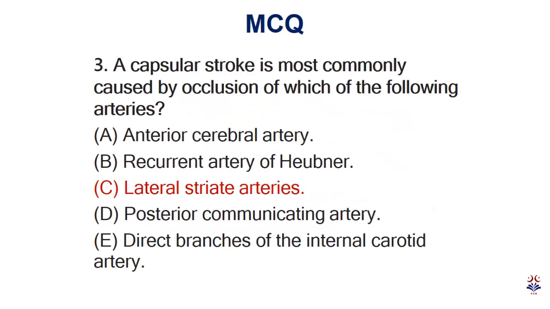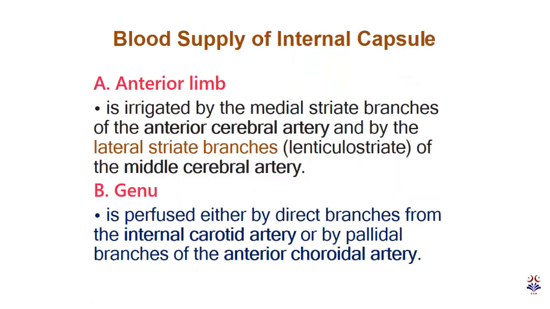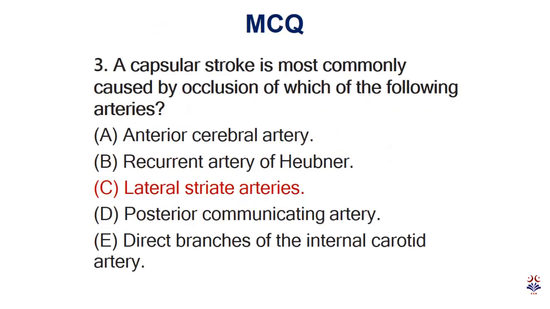Now we see one MCQ: a capsular stroke is most commonly caused by occlusion of which of the following arteries: anterior cerebral, recurrent artery of Heubner, lateral striate arteries, posterior communicating artery, or direct branches of the internal carotid. So here we see the anterior limb, which is supplied by the lateral striate branches of the middle cerebral artery. Here we see these blood vessels. These lateral striate branches of the middle cerebral artery, which supply the anterior limb, are responsible for the capsular stroke. Thank you.